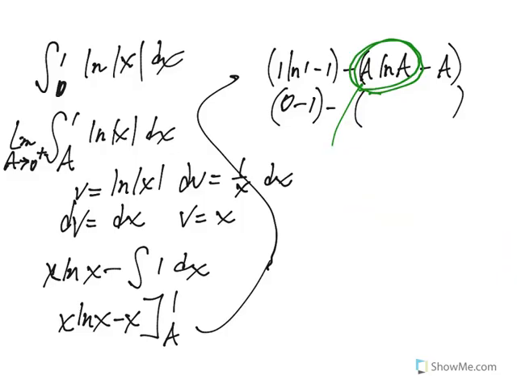So I'm going to take the natural log of a, and I'm going to take the other a and move it to the denominator. Now if I take the limit as a goes to 0 from the right-hand side, what I get is negative infinity on the top, and positive infinity on the bottom. That is indeterminate, so now I'm going to use L'Hopital's rule.